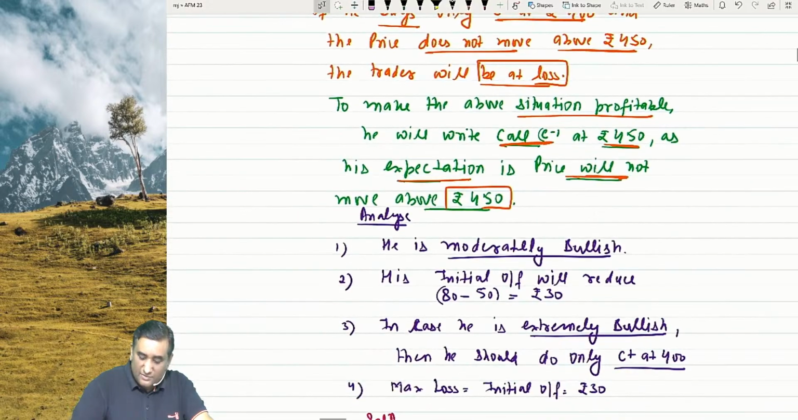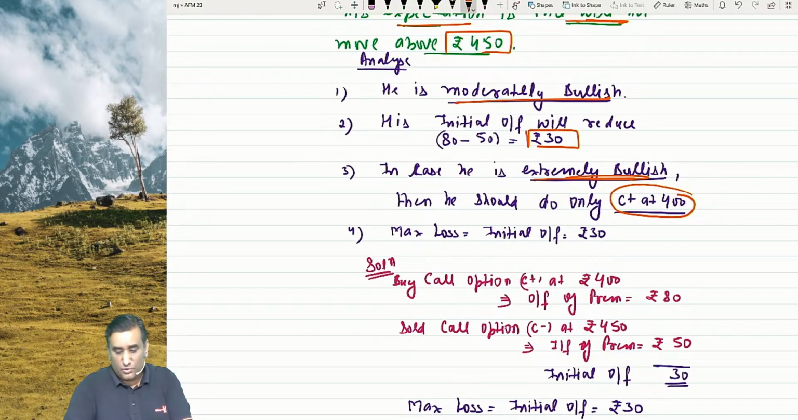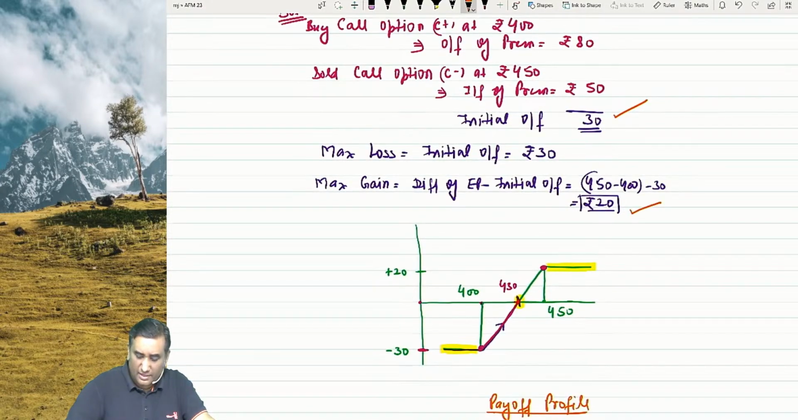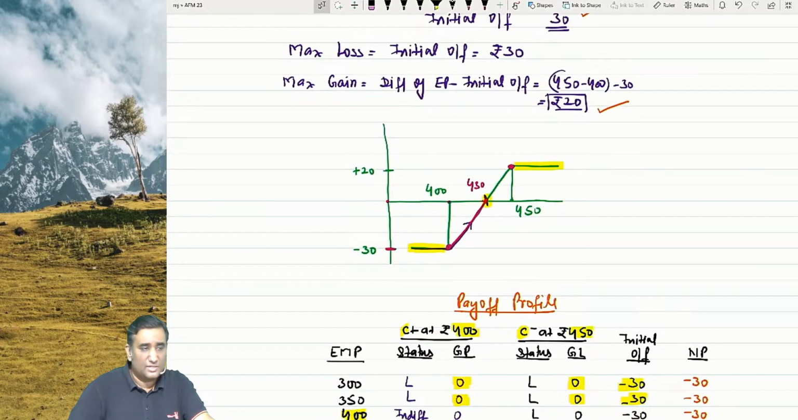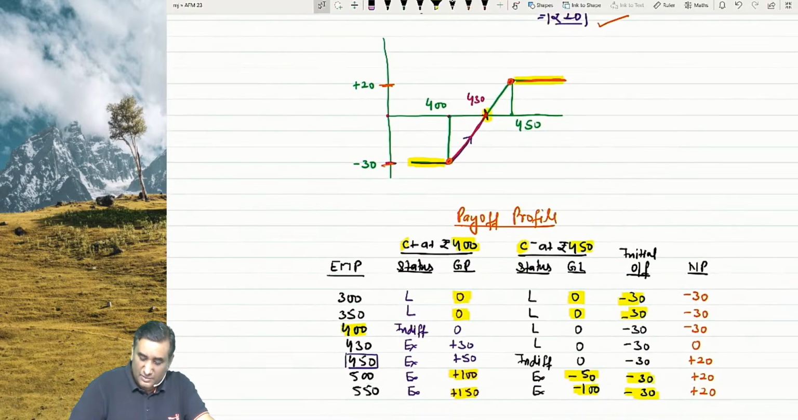450. So the analysis when we do it, it's moderately bullish. Initial outflow will reduce to what? 30, and if he was extremely bullish, then he should do only what? C plus at 400. And then I show you exactly what we do. 30 is my outflow, maximum gain would be 20. Since it was a bull, this is a bullish graph. The graph will take a curve from the strike prices. It's limited, so it is called limited. So maximum profit would be 20, maximum loss would be minus 30, and this is my presentation.